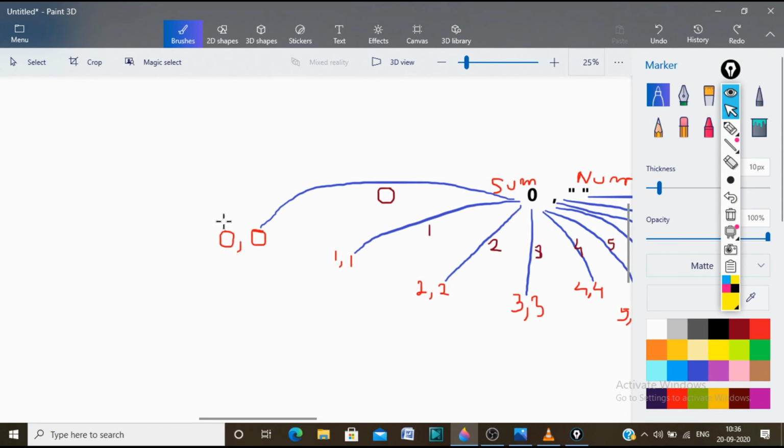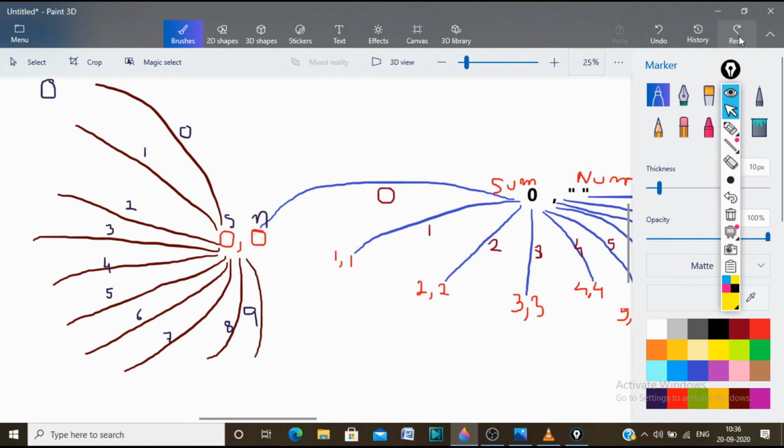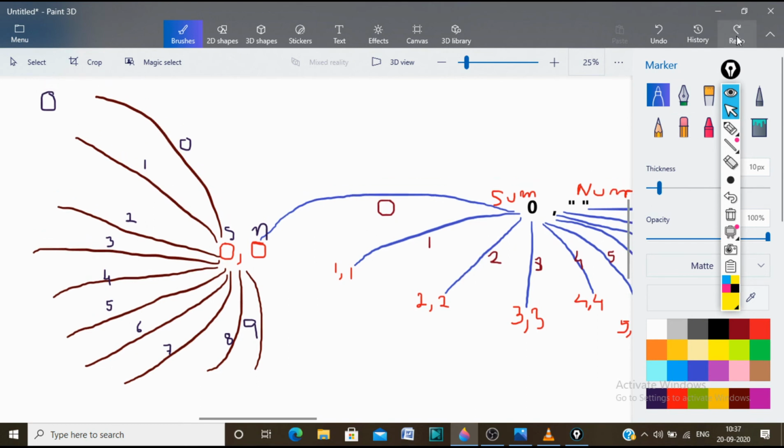We would start recursive calls from this node now, from 0, 0. This is the sum, this is the number which I am having now. Fine. So what would happen now? I would extend 9 branches, as I told you. Each branch would have values from 0 to 9. Now, due to these digits which we have taken into consideration, our number would look something like this.